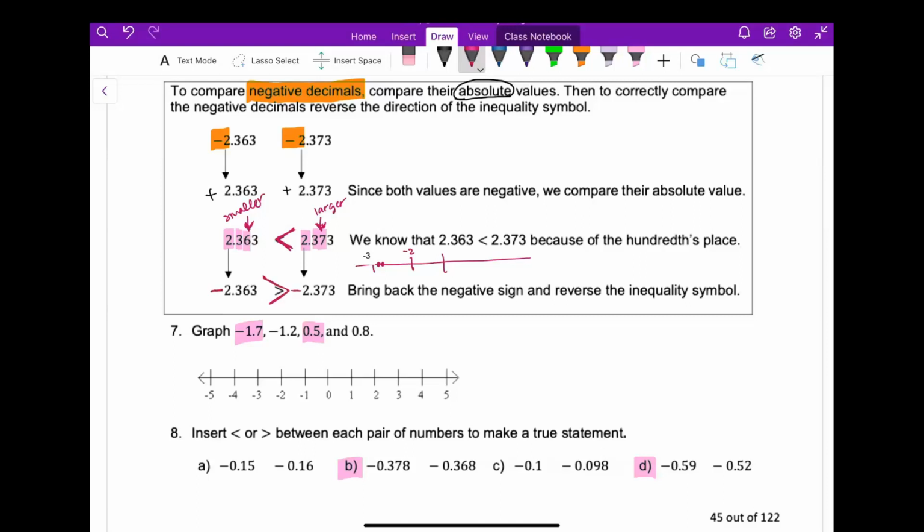In summary, it works the same. We're going to look for the numbers till they're the same, and then it becomes different. We pick which one's larger, then we bring back our negative and flip the sign.